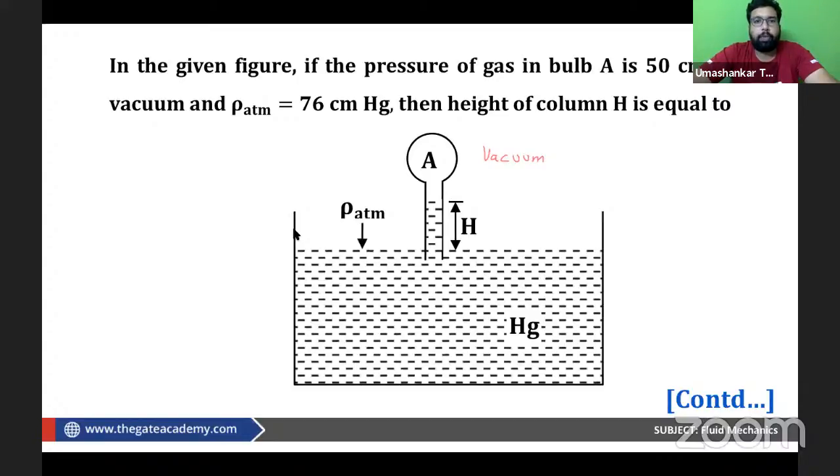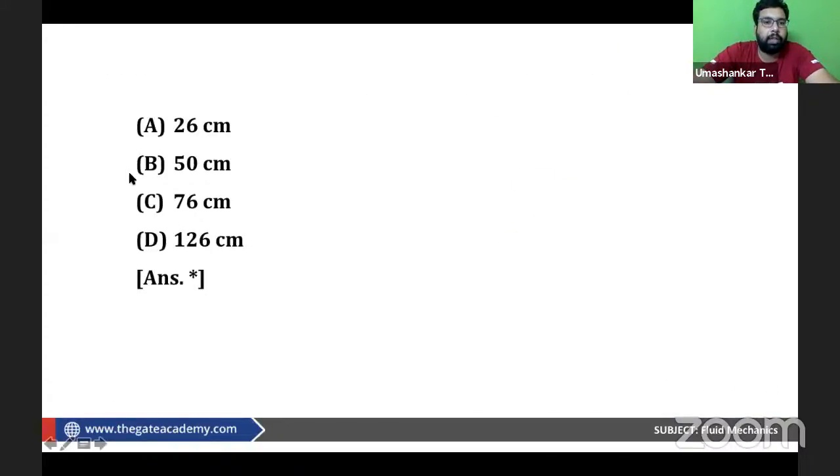Now in a piezometer, as we know, we find the pressure by simply the formula rho g h. But here in this question, they are asking you the height of the column h. So see, the pressure inside this bulb is given in terms of mercury only. So either you can change this first to the Pascal unit and then equate with rho g h, or you can directly say, since the pressure is given in terms of mercury, and the column is also of mercury, directly we can say this column would be 50 centimeter of mercury. So the answer to this question is B option. Is it clear to everyone? Please answer me.